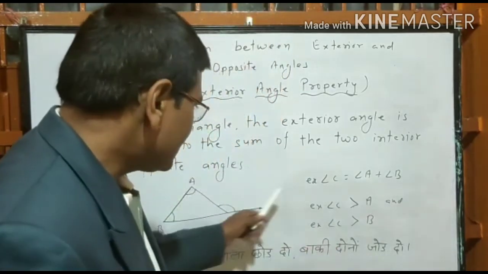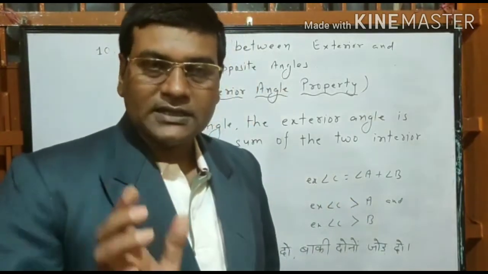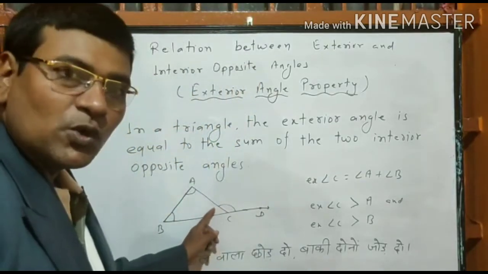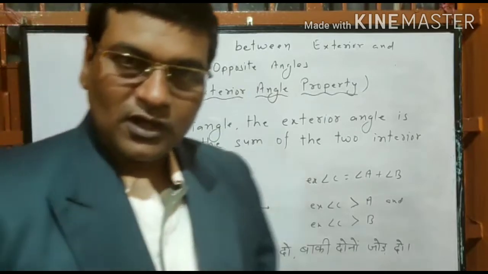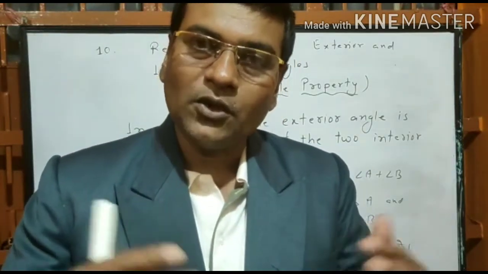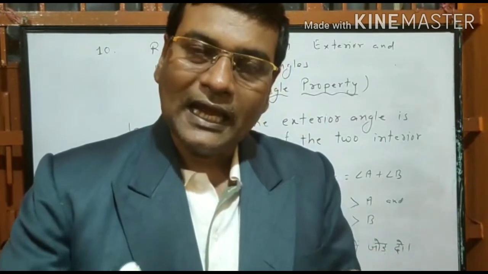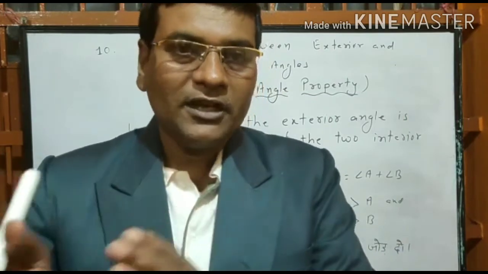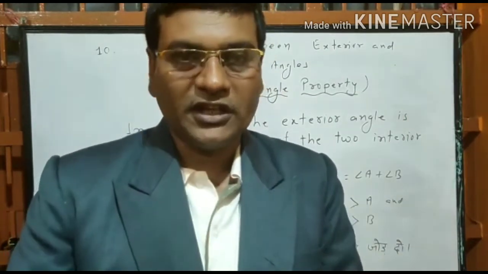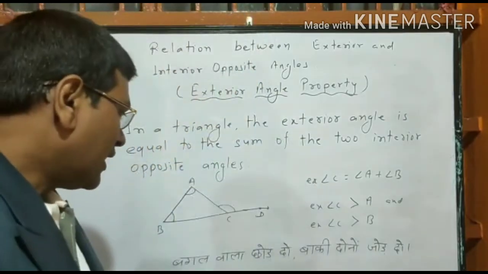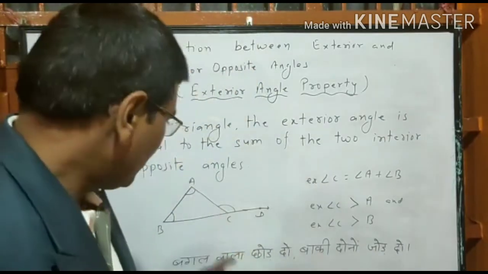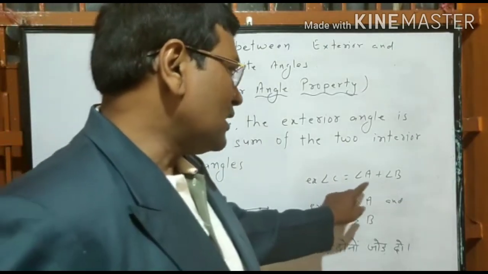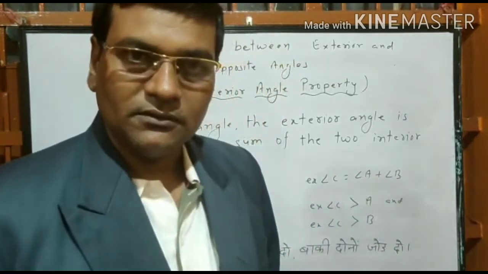If you want to remember this relation, just a simple sentence you have to memorize. That is, बगल वाला छोड़ दो बाकी दोनों जोड़ दो. Remember, बगल वाला छोड़ दो बाकी दोनों जोड़ दो. बगल वाला means adjacent angle. Leave it and add the remaining two angles. That means two opposite interior angles. This is the relation. Exterior angle C equals angle A plus angle B.